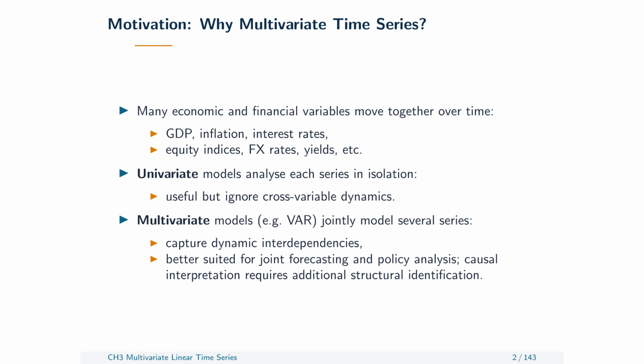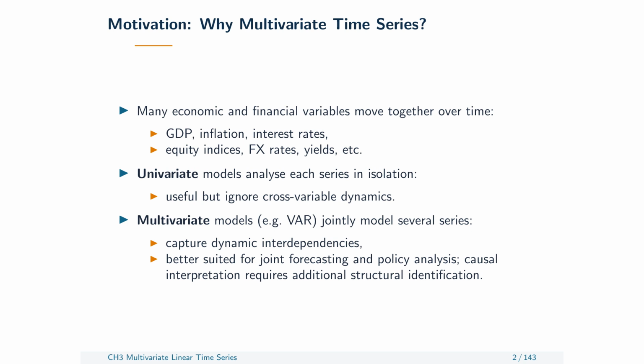Our goal is to capture those cross-variable dynamics, estimate them efficiently, and interpret predictive relationships without confusing Granger causality with structural causation. We begin with the vector autoregressive model.